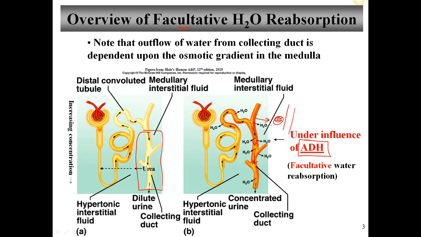Now, what happens when ADH is not present? Well, when ADH is not there, the water that's inside these tubules stays inside these tubules and passes right outside the body. So here we have a great mechanism for the body deciding how dilute or how concentrated the urine will be based on its secretion of ADH.